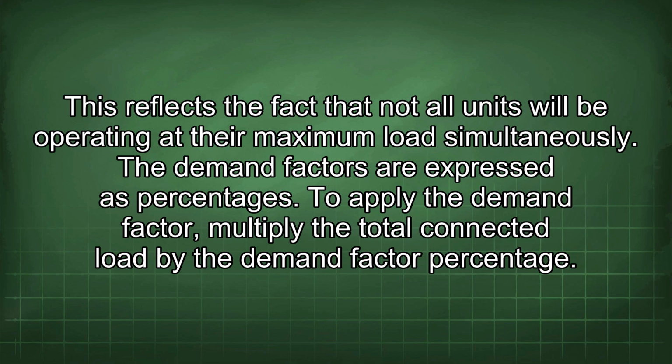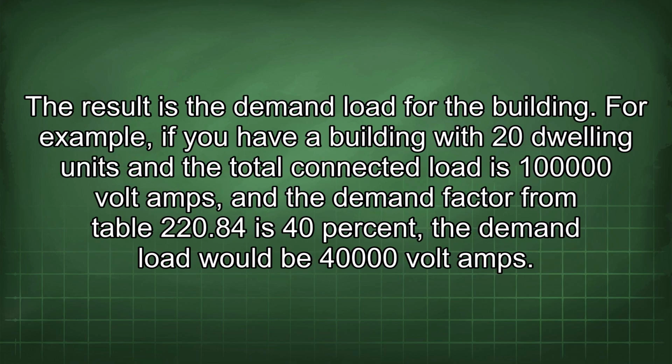To apply the demand factor, multiply the total connected load by the demand factor percentage. The result is the demand load for the building. For example, if you have a building with 20 dwelling units and the total connected load is 100,000 volt amps, and the demand factor from table 220.84 is 40%, the demand load would be 40,000 volt amps.